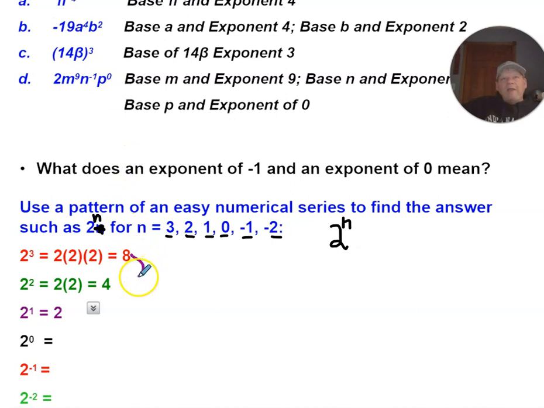So let's see if we can figure out some kind of a pattern here. So from 8 to 4, what type of an operation would you use? Well, either you subtract 4 or you divide by 2. So it's either subtract 4, or divide by 2. Now we're trying to find a pattern here.